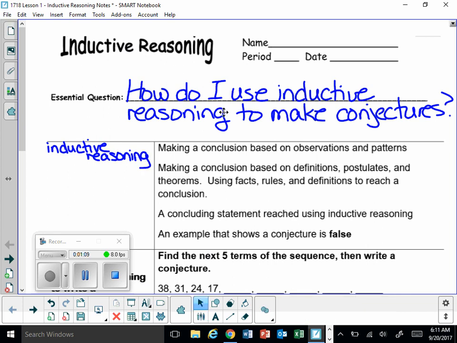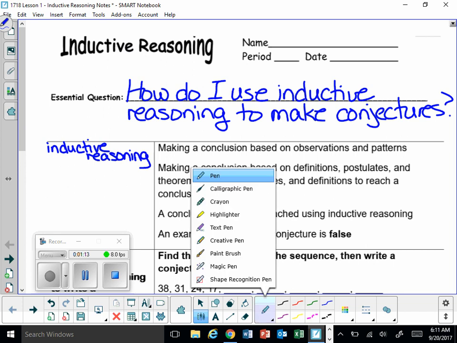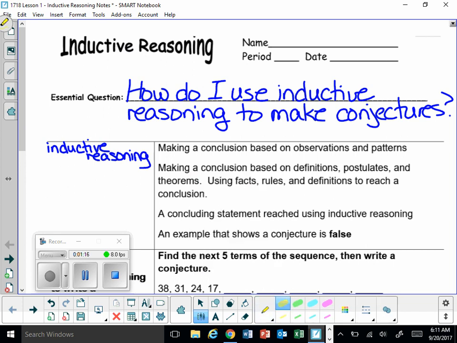All right, you could use inductive reasoning to notice that I wear a math t-shirt every Wednesday. And so you could make the conjecture that I am going to wear a math t-shirt next Wednesday. You might look around my classroom and notice that I have some Washington Capitals posters up. So you might use inductive reasoning to make the conjecture that I'm a Washington Capitals fan.